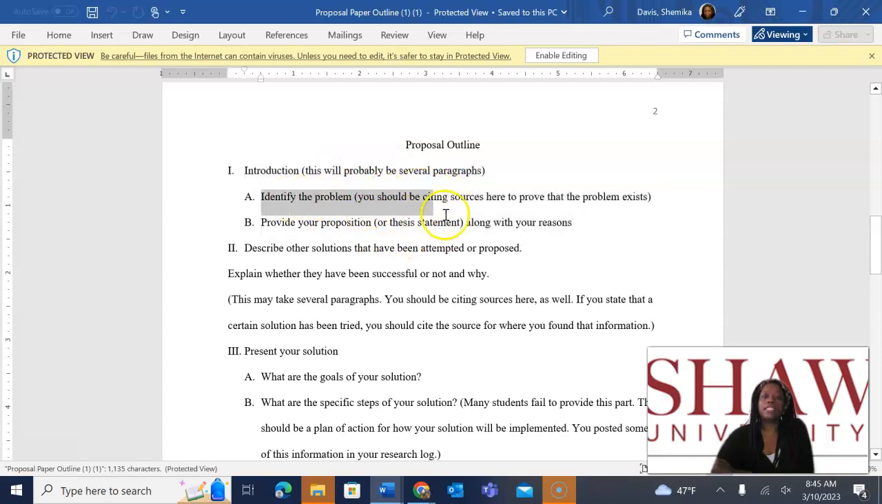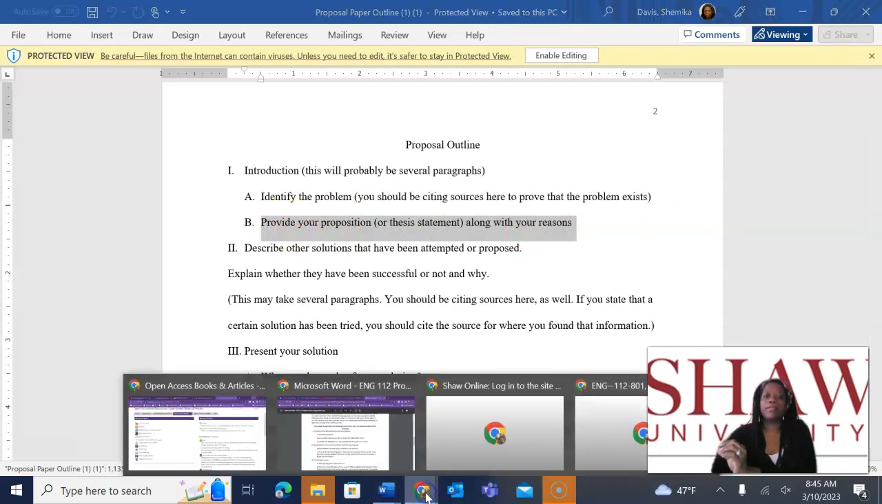Within your introduction, you are identifying the problem, okay? You should be citing sources here because you are proving that the problem exists, right? You have to prove it. This is how you show and prove at this point, because honestly, your reader does not know what the problem is. We do not know much about whatever the problem is that you are talking about. And it is a problem that everyone knows about, but you still have to be able to provide and cite proof, okay? You have to provide your proposition.